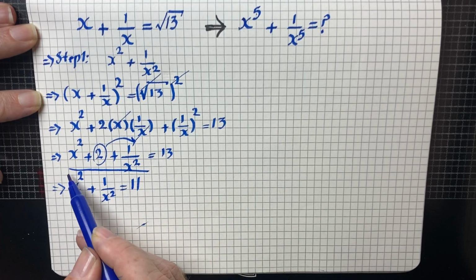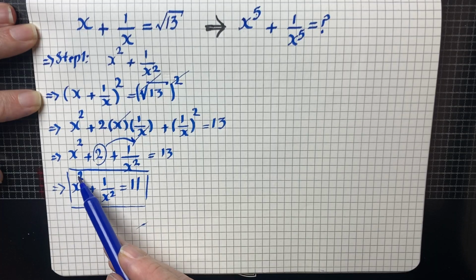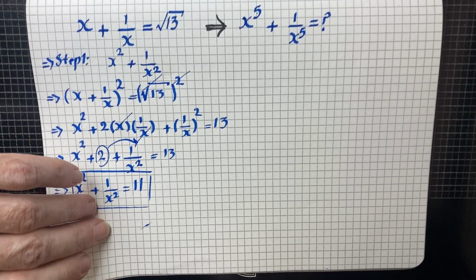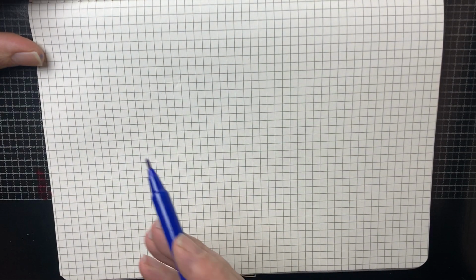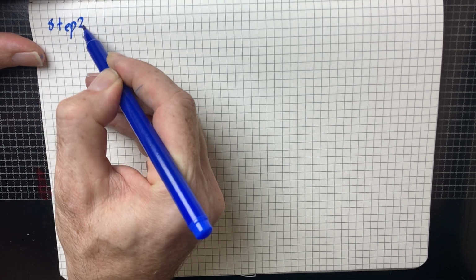So this is our step 1. In step 1, we already found the value of x to the power of 2 plus 1 over x to the power of 2 equals 11. But what is step 2? Let me go to the next page. Step 2. I write here step 2.